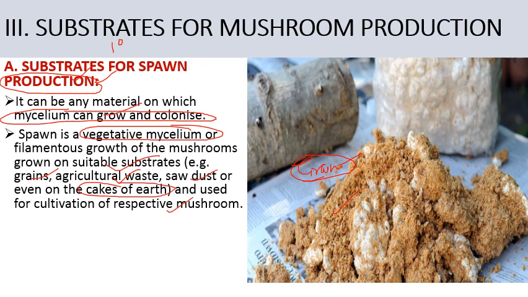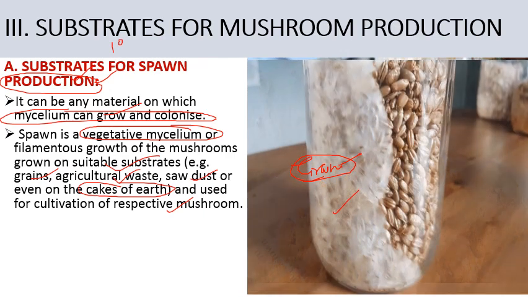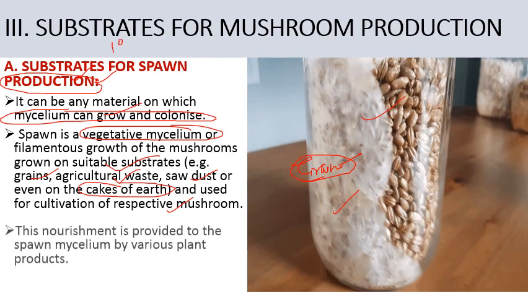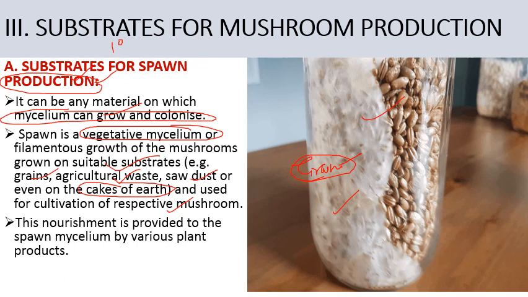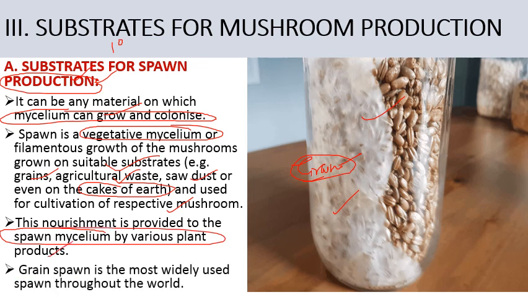of respective mushroom. तो different mushroom के लिए different substrates use किए जाते हैं to get the maximum yield. So mostly we use the grains for this spawn production. So the nourishment is provided to the spawn mycelium by various plant products which include grains also. So grain spawn, that we can see in this photograph, is the most widely used spawn throughout the world. तो ये सबसे ज़्यादा यूज़ किया जाने वाला spawn production method है दुनिया में.